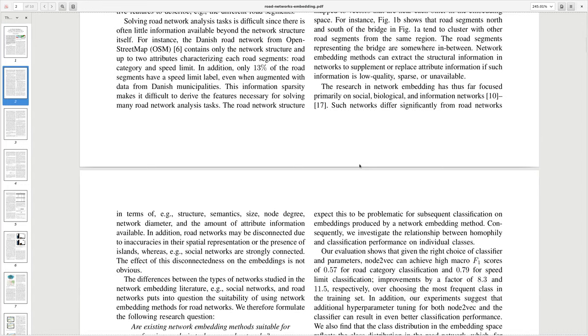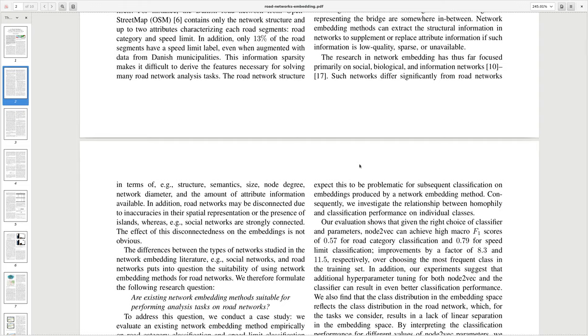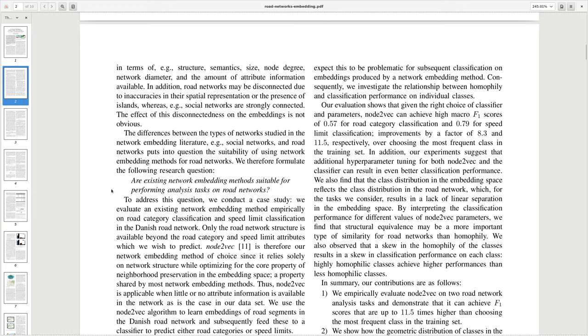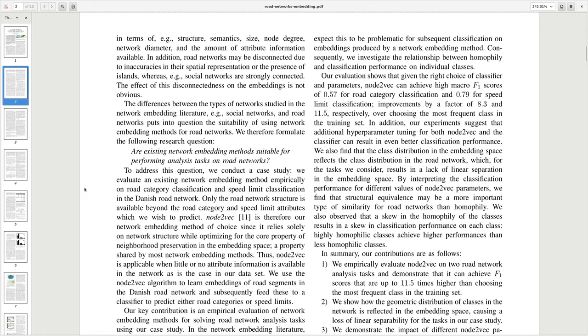The research so far focused on social, biological, and information networks. They differ. The effect of this disconnectedness on the embedding is not obvious.